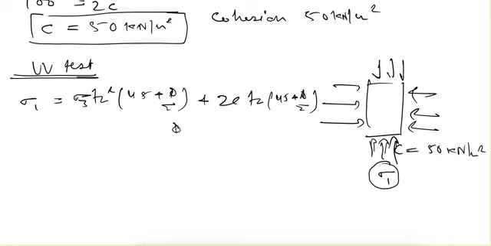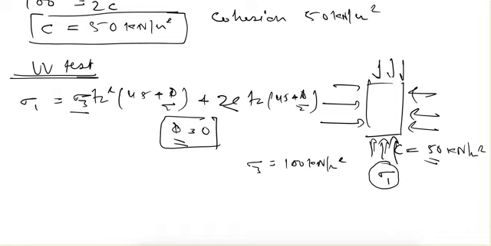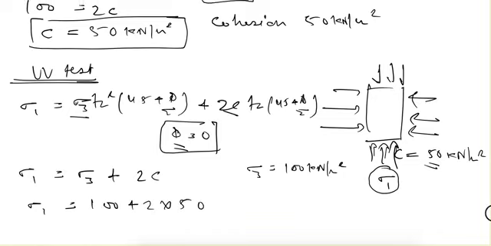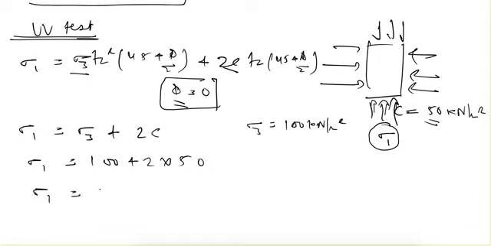Now here phi is equal to 0 because it is a clay and nothing has been given about phi, and sigma 3 is equal to 100 kilonewton per meter square, and C is equal to 50. So we know sigma 3, we know C, and this term will become 1 because phi is equal to 0. So sigma 1 is equal to sigma 3 plus 2C. Sigma 1 is equal to 100 plus 2 into 50. So from here sigma 1 is equal to 200 kilonewton per meter square.